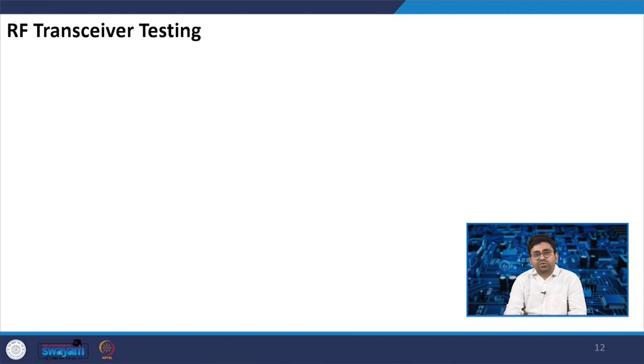So, once we have done the design, then the important part is RF transceiver testing. There are basically three ways of testing the chip. One is you can use the bond wire.